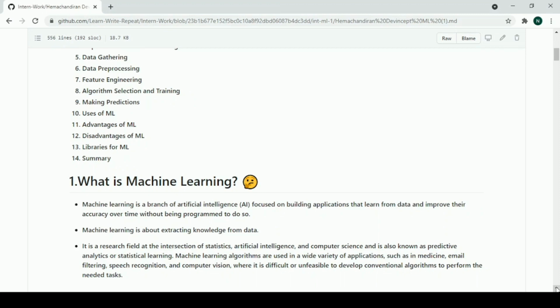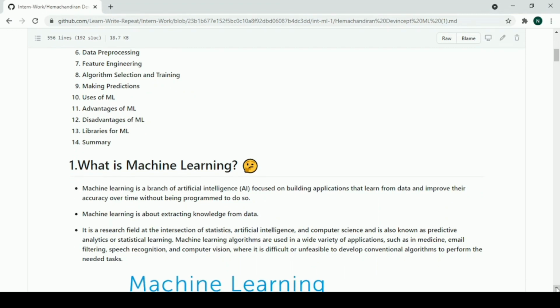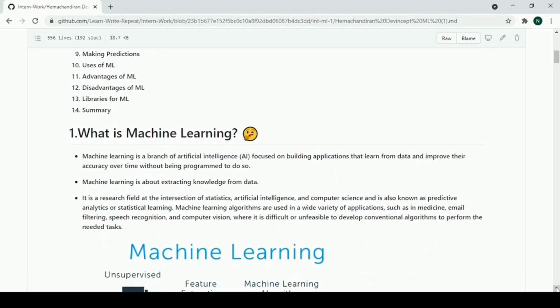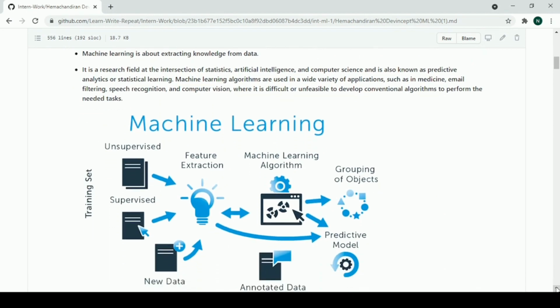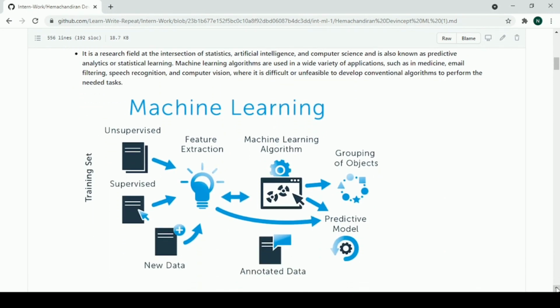Machine learning algorithms are used in a wide variety of applications such as medicine, email filtering, computer vision, etc., where it is very unfeasible to develop conventional algorithms to perform the needed tasks. Here you can have a glimpse of this image, where you can get all about machine learning, unsupervised, supervised, new data, and many more things.